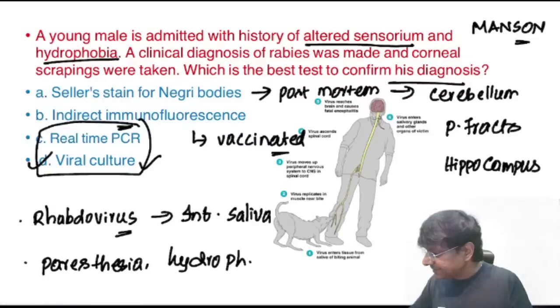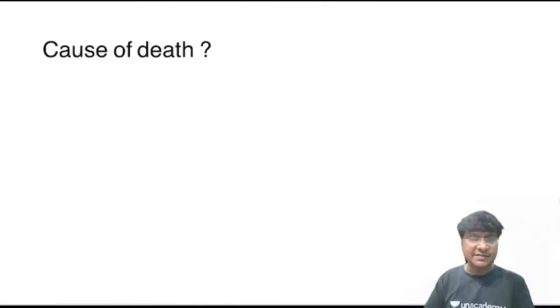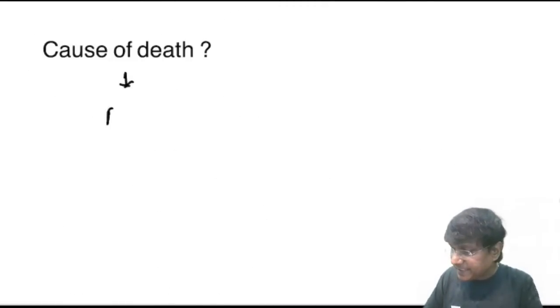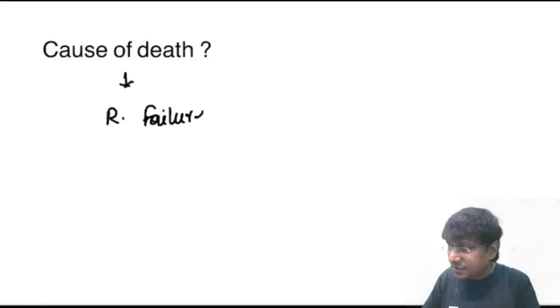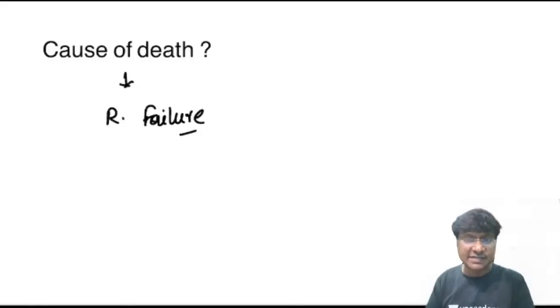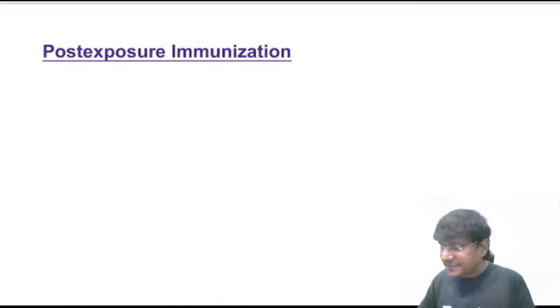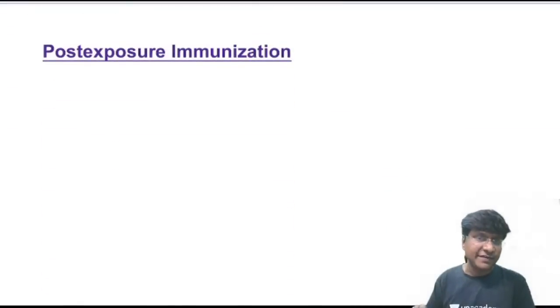At the same time, in these patients, you should know the cause of death in patients with rabies virus infection. There will be respiratory muscle paralysis causing respiratory failure, and that will be the cause of death in patients with rabies virus infection. Then how do you treat these patients with rabies infection? So post-exposure immunization: you can give passive immunization or you can give active immunization.